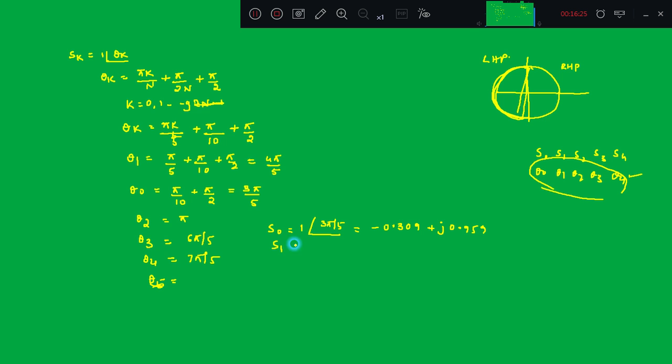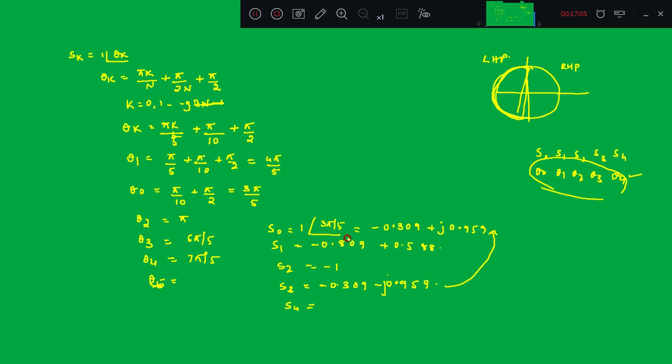Similarly, you calculate S1. S1 you will get minus 0.809 plus j 0.588, and similarly S2 is equal to minus 1, S3 is equal to minus 0.309 minus 0.959 j, and this is the conjugate symmetry of S0, right? And similarly S4 will be the conjugate symmetry of S1, right?